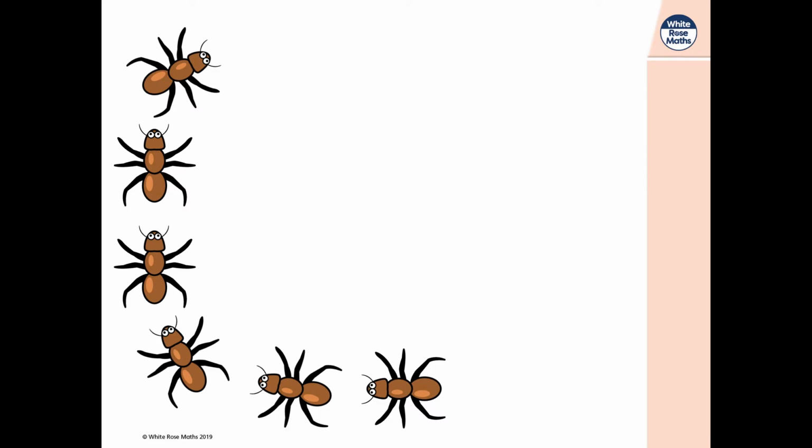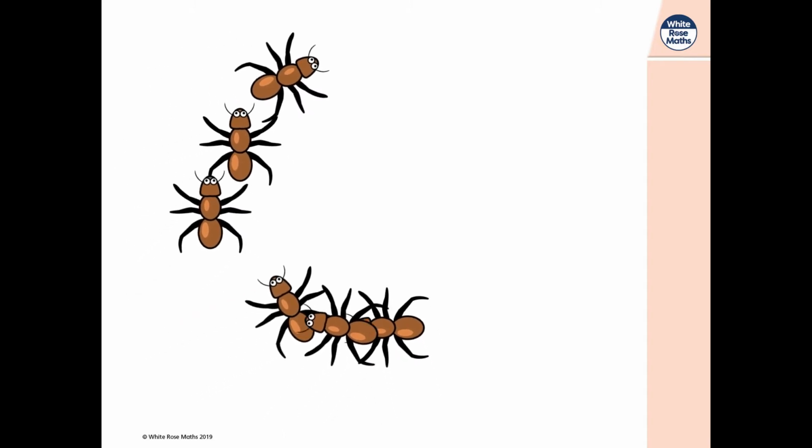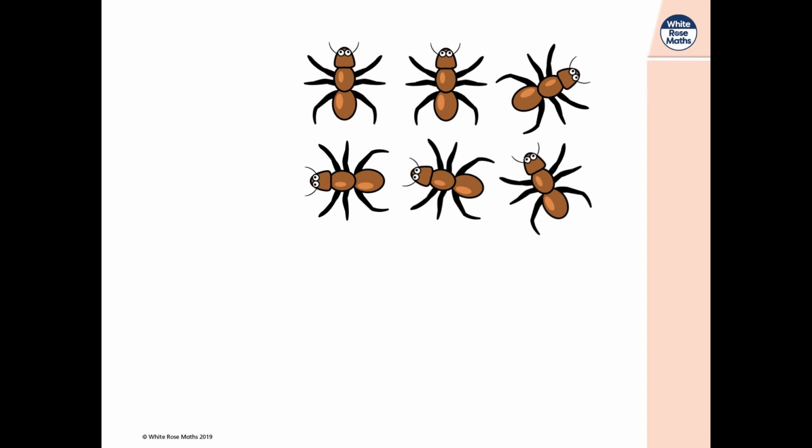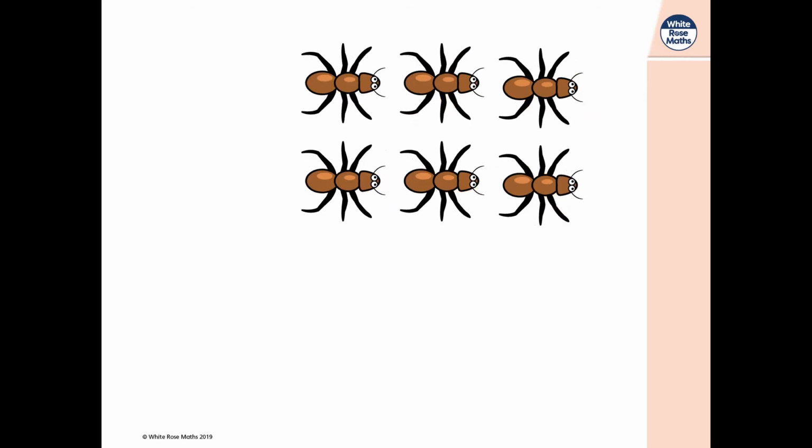Oh, look, here are some ants crawling around my page. How many ants do we have? I see 6. Oh, they're moving. I wonder if they're trying to make rows and columns. Come on, ants, you can do a better job than that. There. So our 6 ants are now in rows and columns.